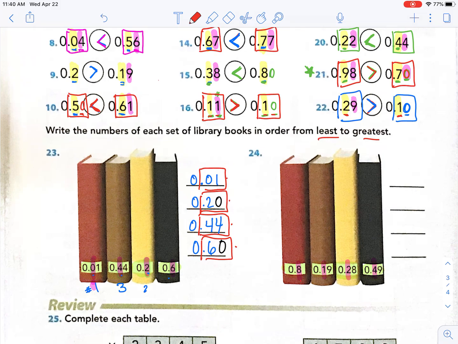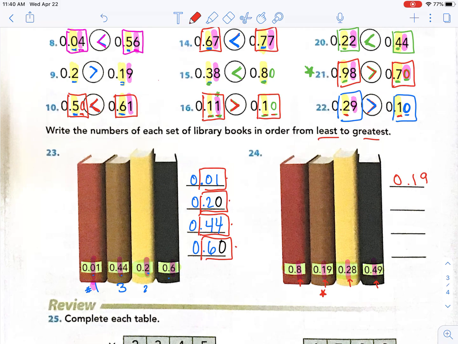See if any of these match. We have 8 in the tenths place, 1 in the tenths place, 2 in the tenths place, and 4 in the tenths place. Yay, none of them match. That means we don't even need to look at the hundredths place if we don't want to. Okay, so first one, number 1, is there any zeros? Nope, but there's a 1 right here. So the first one on our line is 0.19.